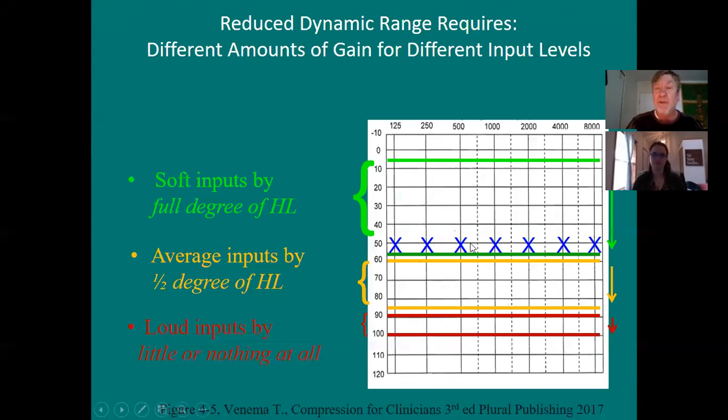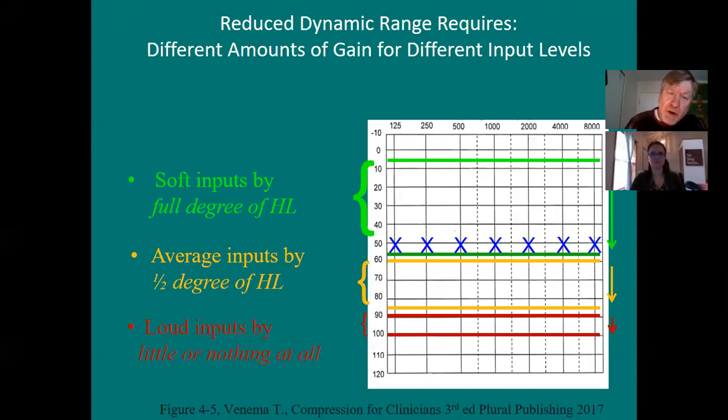You don't want to amplify that 60 by the full degree of the loss anymore. You're going to amplify it by less. And if you have a loud sound, where I'm drawing right here, you're not going to want to amplify that by much at all. So you can see that your required gain is going to go down and down and down. Soft inputs, you'd want to amplify by the full degree of the loss, average by about half the degree of the loss, and loud inputs by little or nothing at all.